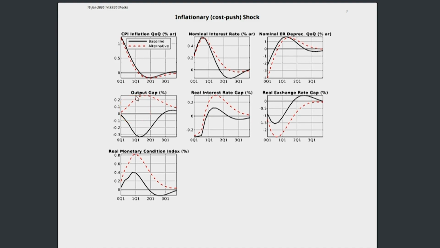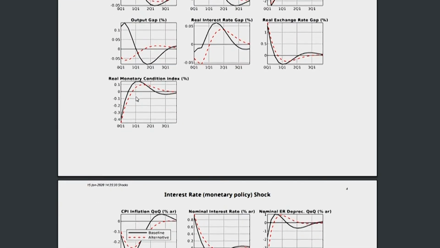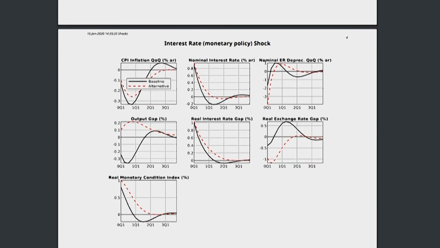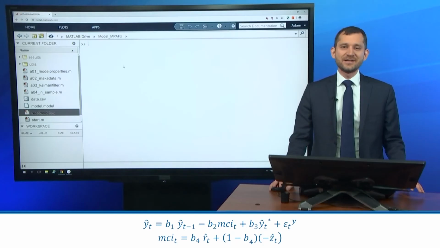A similar unintuitive result we can see in the case of the monetary policy shock, where output gap increases in reaction to the increase in interest rates. The unintuitive direction of variable response can happen if we have parameters with wrong signs. But this is not the only case. Sometimes the parameter values can have correct signs, and yet we can get unintuitive results. Let's demonstrate such a case on an example.